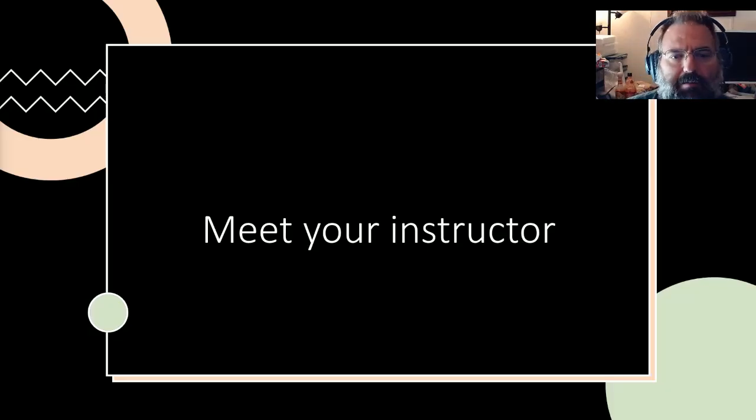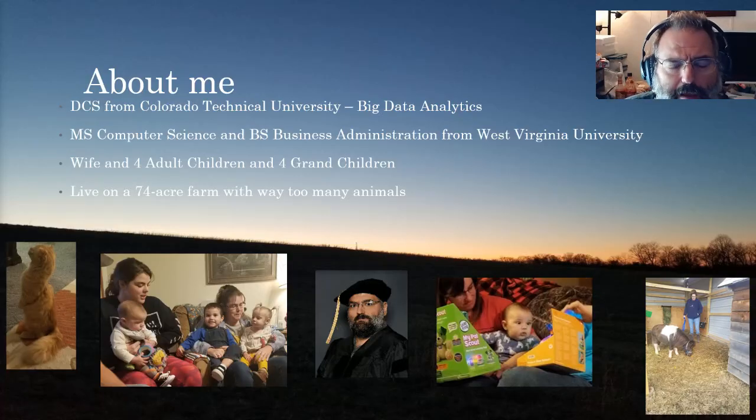A little bit about myself. I have a doctorate in computer science with a concentration in big data analytics. I have a master's in computer science. My concentration there was also artificial intelligence, and a bachelor's in business administration, which centered on computer information systems, those 2 degrees from West Virginia University. I have a lovely wife, 4 adult children, and 4 grandchildren. We live out in the middle of nowhere on a 74-acre farm.